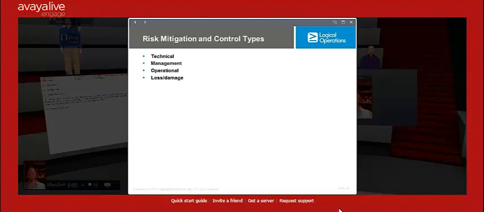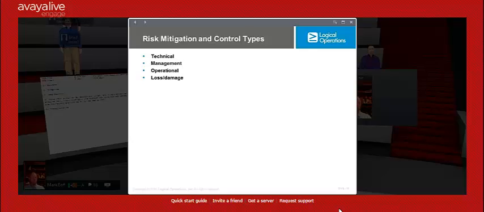Now, we talked about this earlier. Remember our risk mitigation strategies, the different control types. The quick definition here: technical controls are hardware and software. Programs, firewalls, hardware, software, easy.